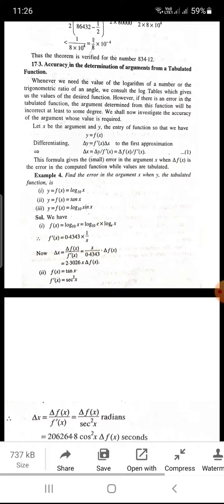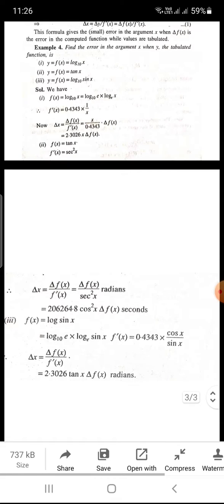So second, I suppose I take y is equal to f(x), which is equal to tan x. So here f dash x will be sec square x. So delta x is equal to delta f(x) upon f dash x, which is equal to delta f(x) upon sec square x radians. So this will be equal to 206,264.8 cos square x delta f(x).